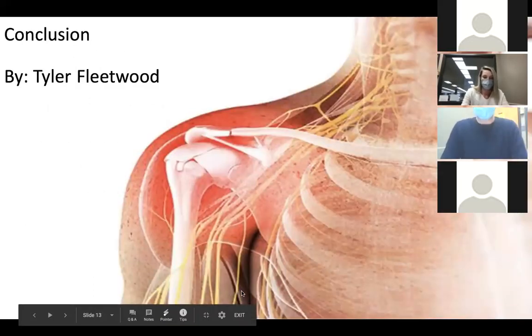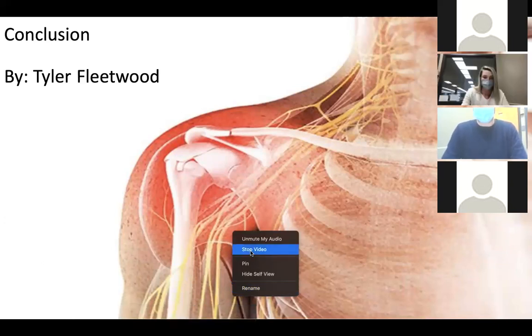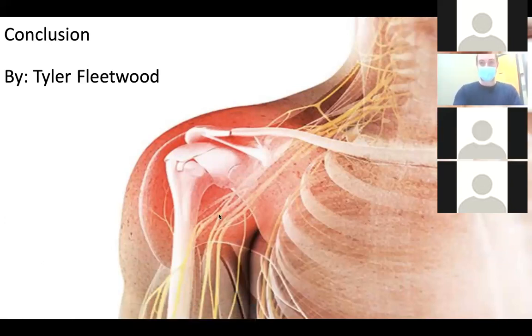All right, hi, I'm Tyler Fleetwood, and I'll be summarizing the shoulder joint treatment and management options for the two previously discussed shoulder pathologies, the rotator cuff and frozen shoulder. Calissa just spoke with you a little bit about the treatment options, and there are several different kinds. The most common are either operative or non-operative.